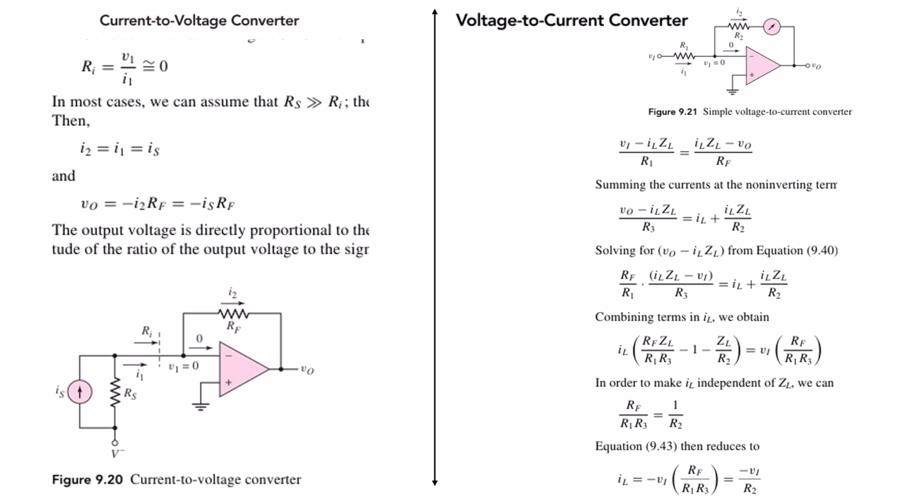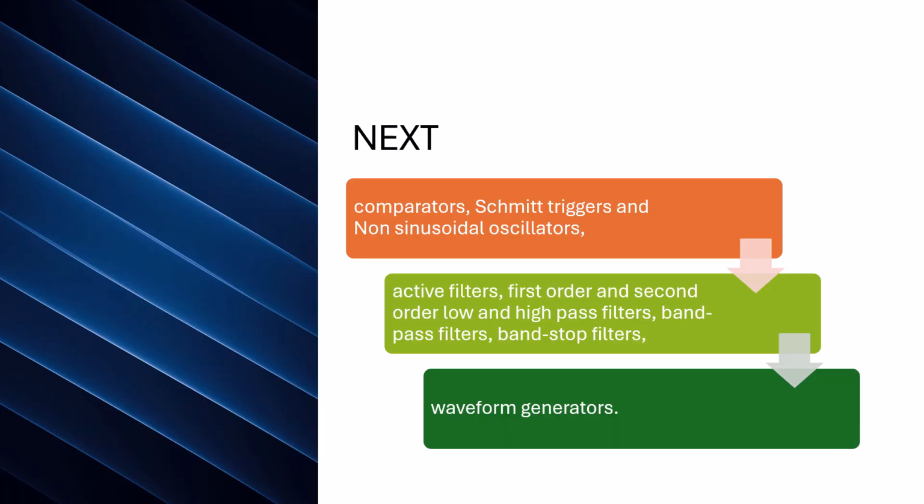Now in order to make IL independent of this ZL, we can use RF divided by R1 R3 equal to 1 by R2, and we can write IL equal to minus V1 RF by R1 into R3, which will simply be equal to minus V1 by R2. So here you can see your IL depends on the input voltage V1 divided by R2, where R2 is the resistance applied in the feedback. So finally the current output IL depends only on two things, the input voltage and the impedance applied in the feedback. So this is also used as a voltage to current converter.